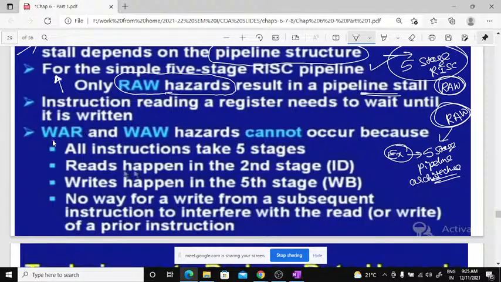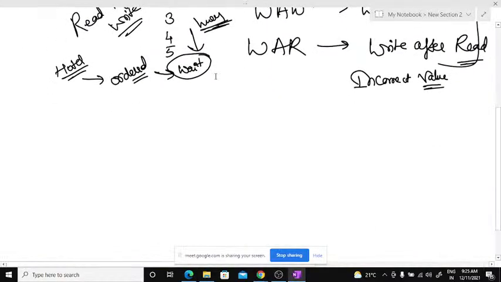So the WAR, write after read, and WAW, write after write, hazards cannot occur because all instructions take 5 stages. Read happens in the second stage, write happens in the fifth stage, and there is no way for a write to come earlier, as we discussed in the last class.